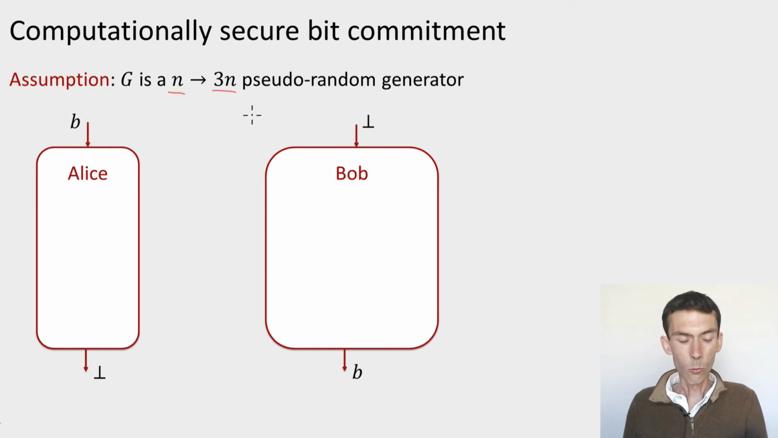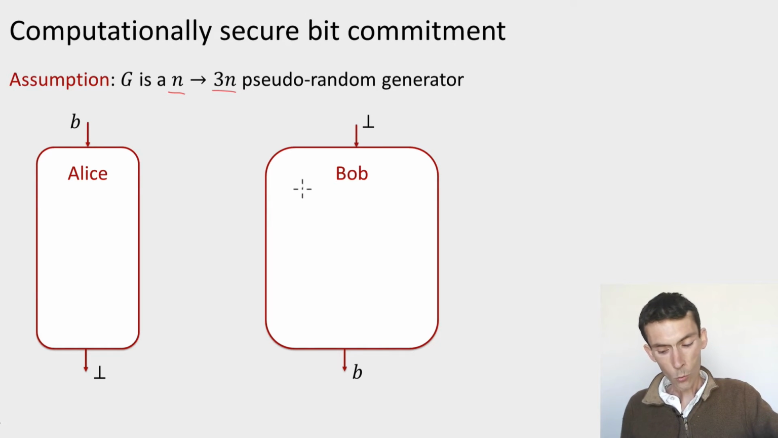So how does the protocol work? There's two phases, commit and open. In the commit phase, Alice has to commit to b. But here's how it's going to work. Bob is actually going to send the first message. So what Bob does is he chooses a uniformly random 3n-bit string, r, and sends it to Alice.